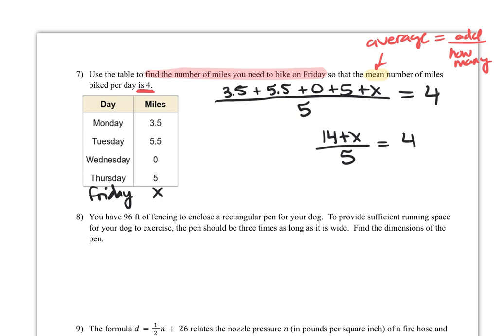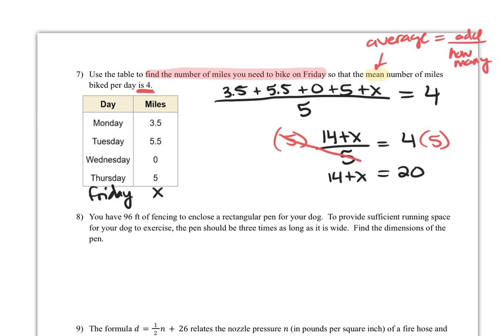No. I have to get rid of dividing by 5 first. How do I get rid of dividing by 5? Multiply. So let's multiply by 5 on both sides. The reason why is because remember, 14 plus x, that whole top is being divided by 5. So we can't technically touch the top until we get rid of dividing by 5. Now that we got rid of it, because 5 divided by 5 is just 1, so now we have 14 plus x equals 20.